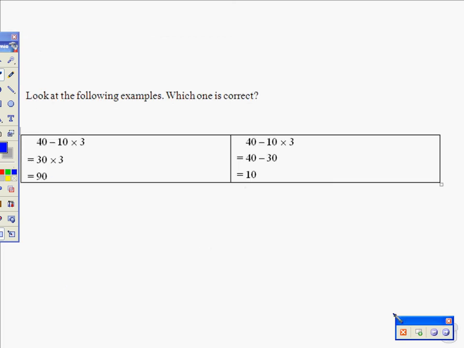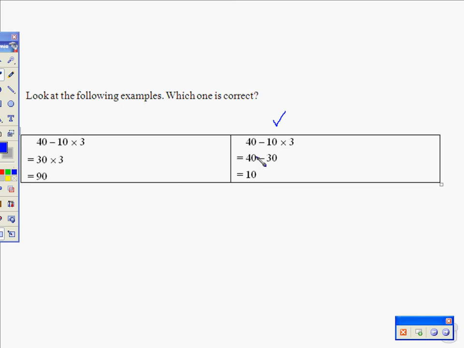So next step, let's have a look at these examples. Which one's correct? Got exactly the same expression, but I've done it 2 different ways and got 2 different answers. Now one of them's correct, and one isn't. So the correct one is this side. If that's one you picked, then you were right. And that's because we have to do the correct order of operations.